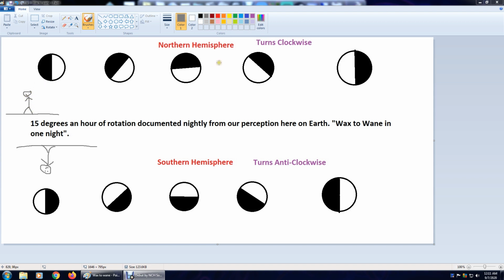So I drew a little guy here, showing his perception of the ground. In the northern hemisphere we see it clockwise, and in the southern hemisphere they see it counterclockwise, or anti-clockwise, as they call it. So there are normally hemisphere-specific views of the moon.